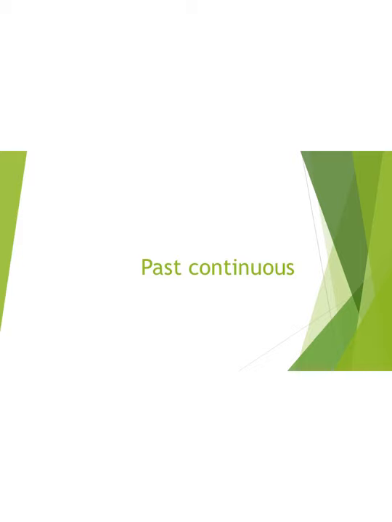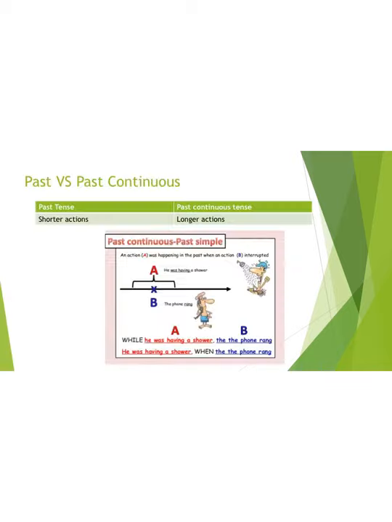So, we talked about past tense. How about past continuous? Basically, the difference between past tense and past continuous is the duration of the action, of the past action. Usually for shorter actions, we use past tense, and longer actions, we use past continuous tense. You can see this difference very obviously in the example below.